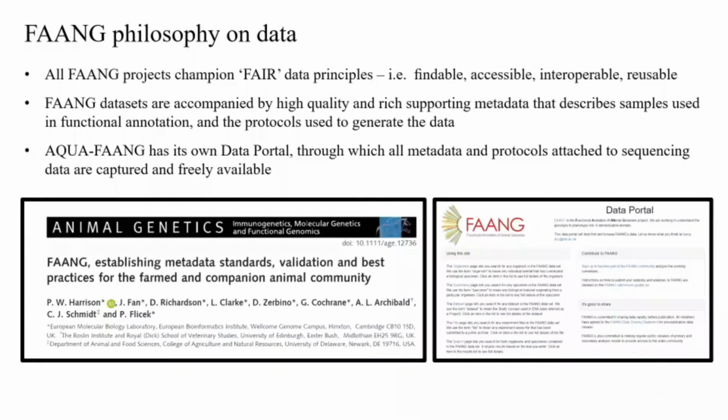So it's important to note too that FAANG projects, including AQUA-FAANG, all conform to FAIR data principles, that the data should be findable, accessible, interoperable, and reusable. So this in practice means that all the data that runs through these projects has to come with high quality information about the sample origin, as well as the protocols that we use to generate the sequencing data. That's obviously not the standard approach in functional genomics for those used to reading methods in papers, and it's really quite a special thing about the FAANG initiative, in my view. AQUA-FAANG has its own data portal, as do the other 2 FAANG projects. And many involved in this training are currently learning about the fun of getting these metadata submissions through.